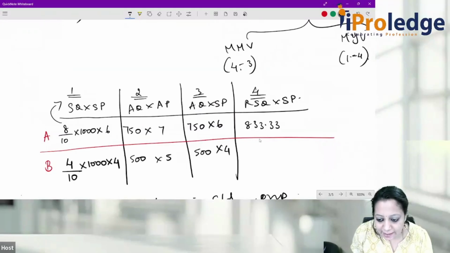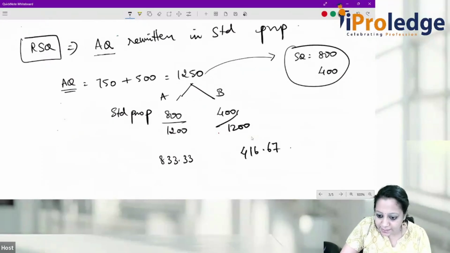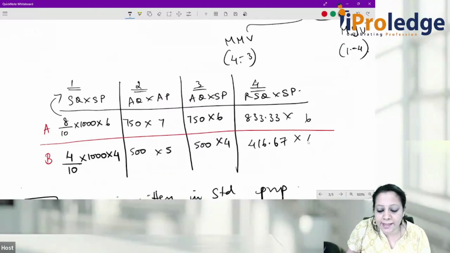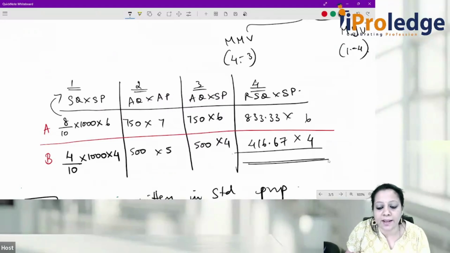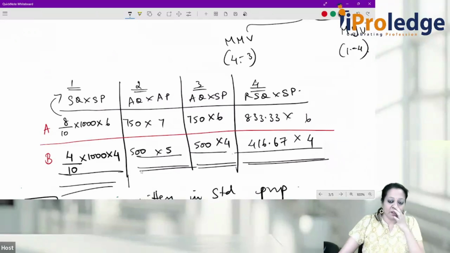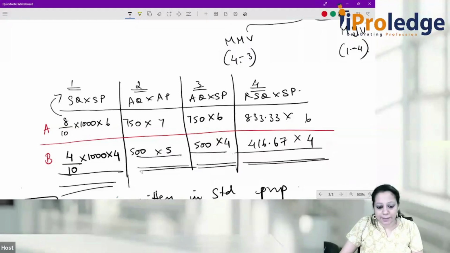833.33 and the last one is 416.67. Thank you, dear. Into standard price, obviously it is 6 and 4. Now what to do? Just do the totals of each column, then 1 minus 2, 2 minus 3, that's all. Okay, capable of being asked for 7 marks. Capable. So it is going to be 800 into 6, 4,800. Please use the memory in your calculator. It will be useful for such problems.